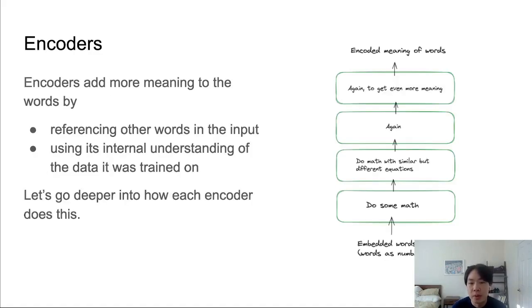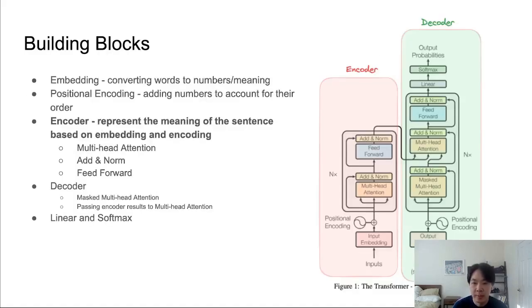What do encoders do? Encoders add more meaning to words, and they do that by doing some math over and over again. And we'll go deeper into what that math is, but at a high level, it references other words in the input and then uses its internal understanding of the data it was trained on to provide an encoded meaning of the words. To sum it up, an encoder represents the meaning of the sentence based on the embeddings and the encoding. So we'll go deeper into the encoder, starting with the multi-head attention and then the add norm layers and the feed forward layers.